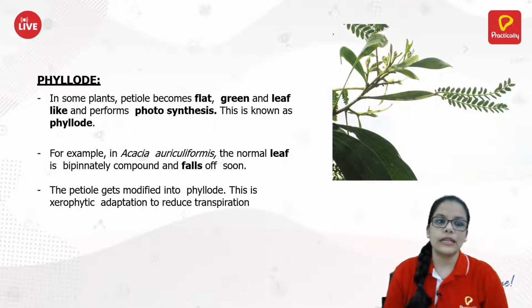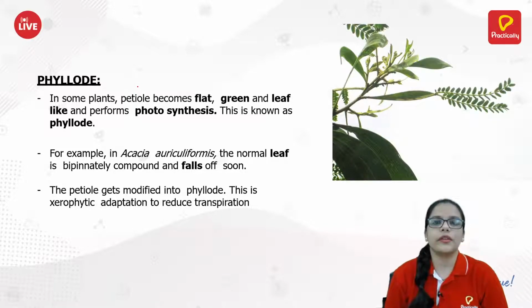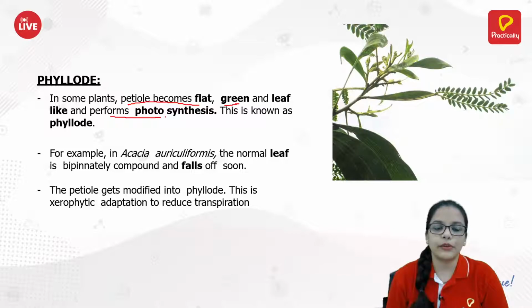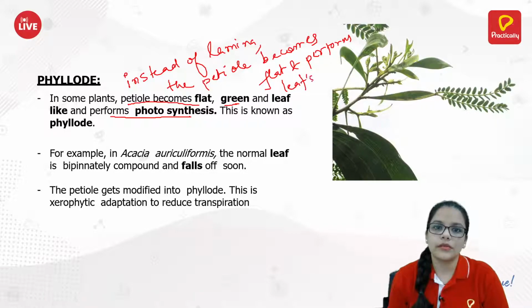Okay, so next, phyllode. Phyllode basically happens when the petiole becomes flat. Instead of the lamina becoming flat, the petiole becomes flat, green and leaf-like, and performs photosynthesis. Instead of the lamina, the stalk, the petiole, becomes flat and performs leaf functions.